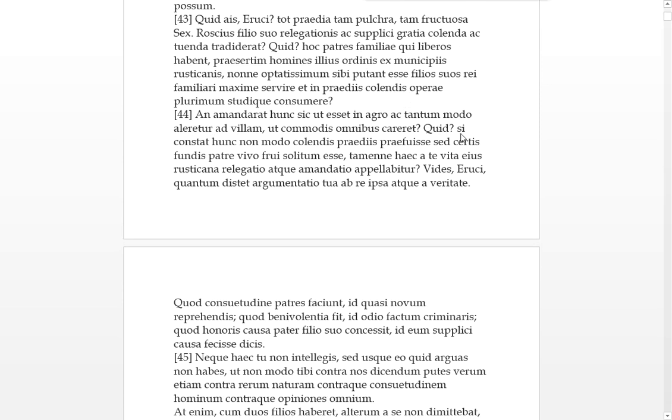Quid, what? See, constat, impersonal, if it was agreed, hunc, that he not only praefuisse, he was in charge of the cultivating of these estates, colendis praediis, but certis fundis, some sort of dative or ablative plural, to certain estates or certain farms, patre vivo, with his father living. Here it is, solitum. He was accustomed, frui, to enjoy, and the enjoy is why these are in the ablative. So he was accustomed to enjoy these estates with his father living.